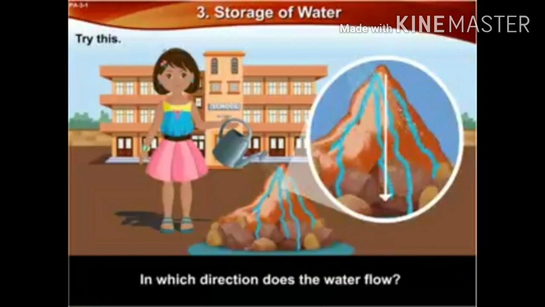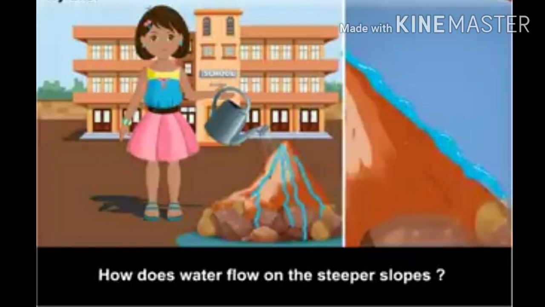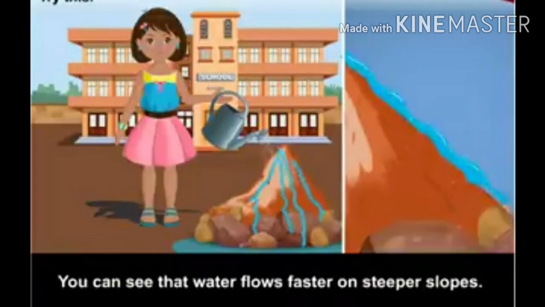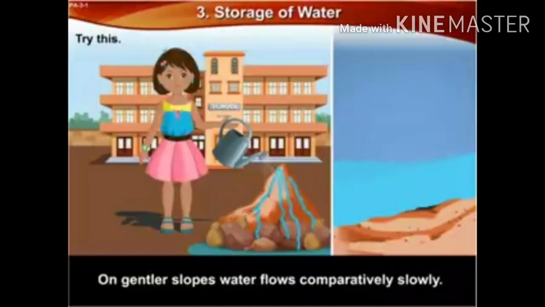First, in which direction does the water flow? You can see that the water flows from top to bottom. Next, how does water flow on the steeper slopes? You can see that water flows on the steeper slopes rapidly. Third, how does it flow on the gentler slopes? On gentler slopes, water flows comparatively slowly.